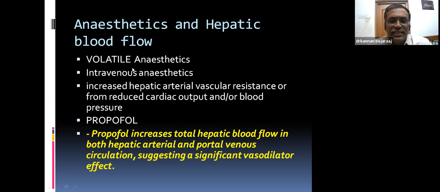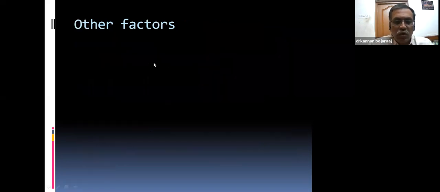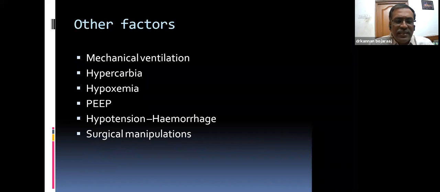And regarding volatile anesthetics, we will discuss them later in the latter part of the slides, because we don't want to go into the details now. And these are all the factors that will decrease the hepatic blood flow: mechanical ventilation, hypercarbia, hypoxemia, PEEP, hypotension, any hemorrhage, or any surgical manipulations that will compromise the flow to the liver. You have to understand this. We will discuss all those things later.